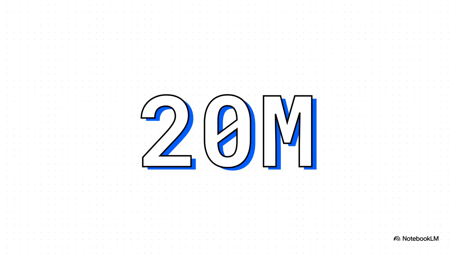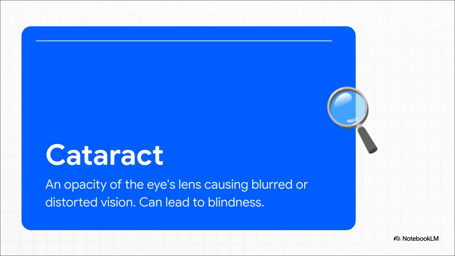Let's get into it. So what even is a cataract? Well, at its most basic, it's just a clouding of the eye's natural lens. The best way to think about it is like a window that's slowly getting frosted over. It doesn't hurt, but it does get progressively worse. And if you don't do anything about it, it can eventually lead to total blindness.